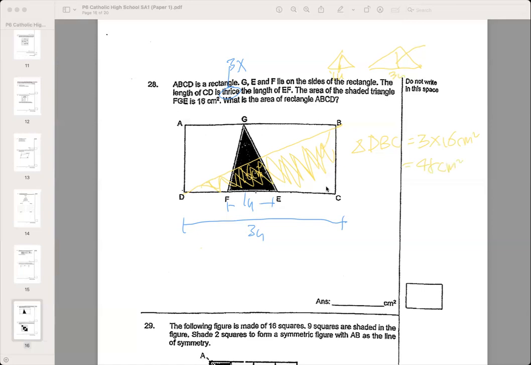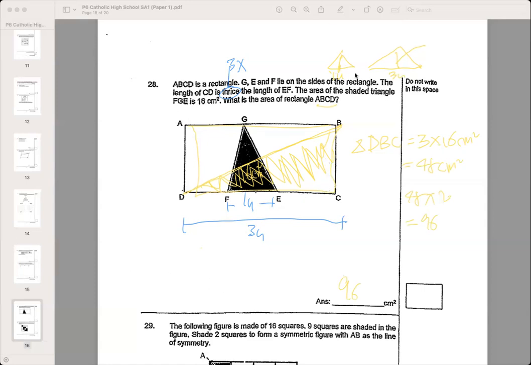Question is, what is the area of the rectangle? The area of the rectangle will be 2 times the area of triangle DBC, right? This is 1 time, and then this is the other time, 2 times. So 48 multiplied by 2, you get 96. So it's 96 square centimeter.